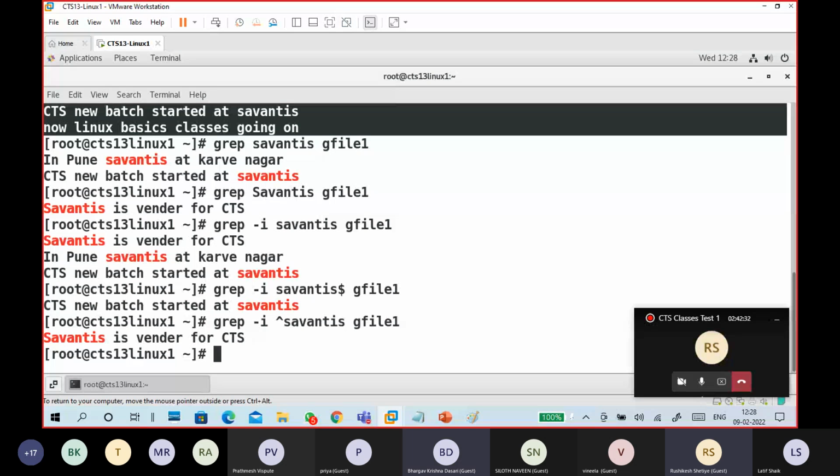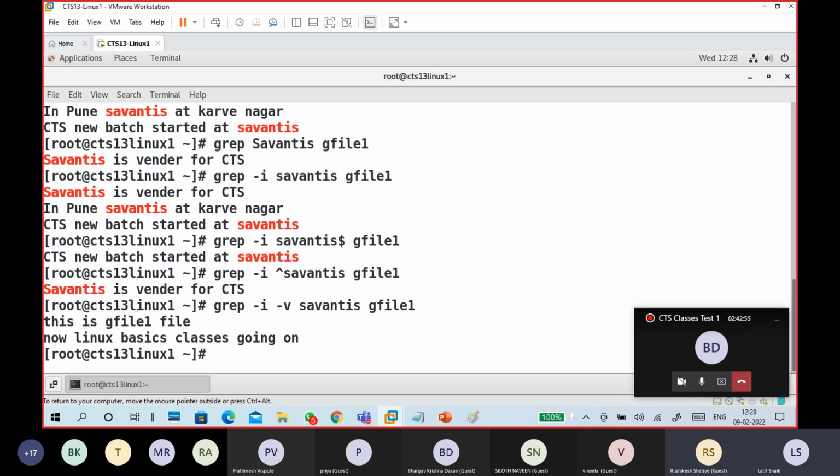Yes, sir. Okay. Keyword matches, so based on the keyword, it displays the lines. Now I'm removing this cap and I want to put a few more things. Hyphen V, hyphen I is there, and also I'm giving hyphen V. So what happened? It's displaying 2 lines. The lines do not contain Savantis inside.